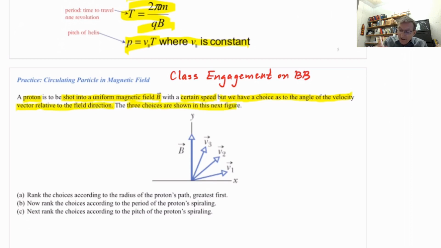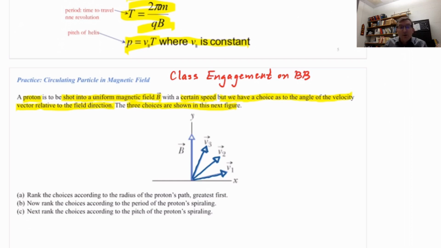So we can fire the proton with a velocity vector initially that's almost perpendicular to B, but not quite. We can shoot the proton with an initial velocity that's pretty much at 45 degrees between the magnetic field direction and the x-axis. Or we can shoot the proton with an initial velocity vector that's almost parallel to B, but not quite. That's what's going on.